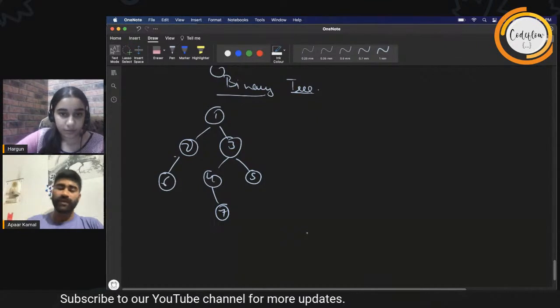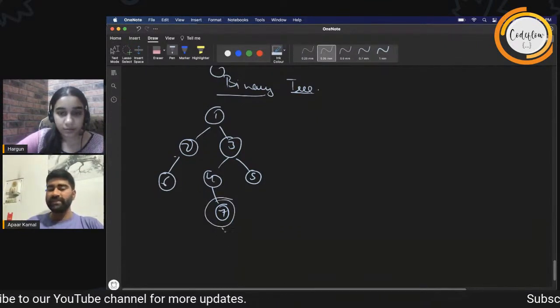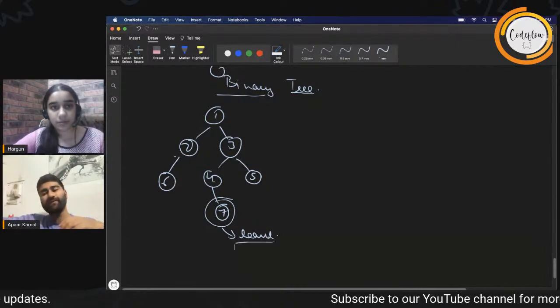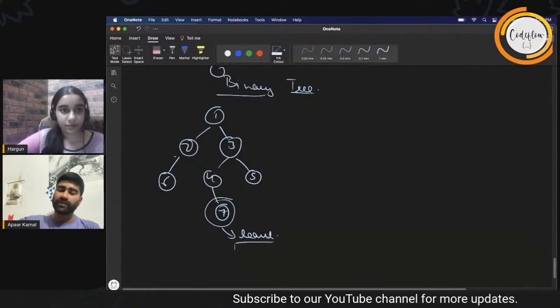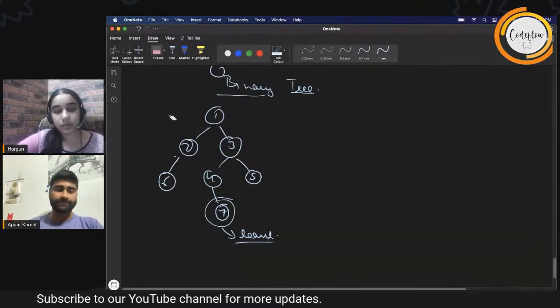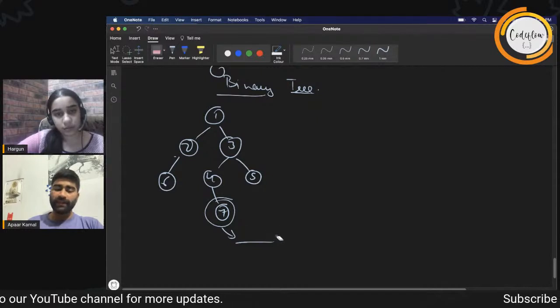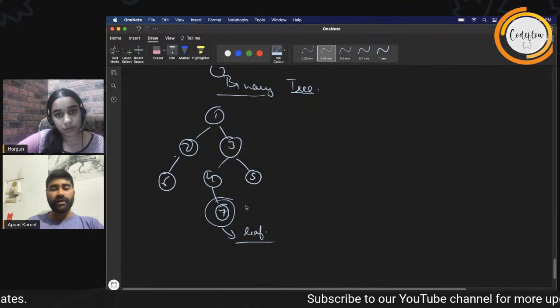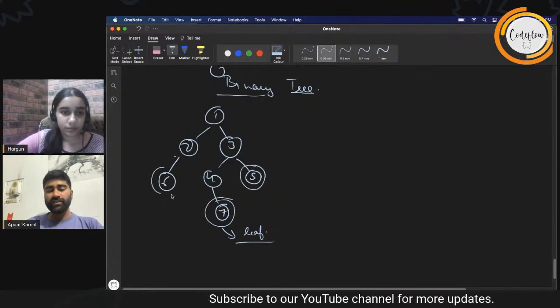It can have 0. So if a node has 0 children, that means it's a leaf node, right? So if we have a tree, we will have leaves. So what is a leaf node? A leaf node is a node which has no child, right? So not leaf, it is a leaf. Cool. And so this is also a leaf, this is also a leaf.